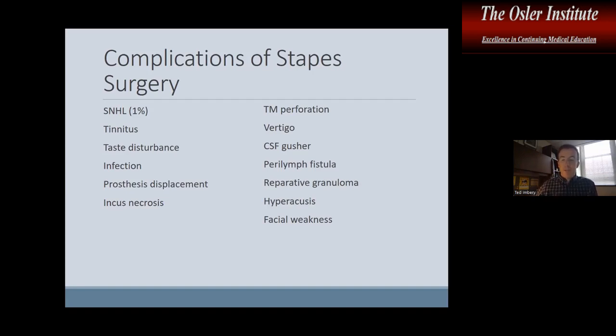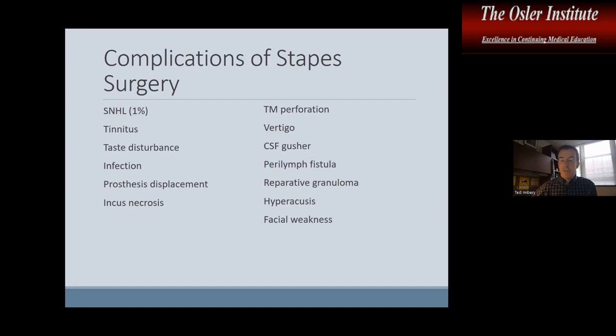Things that are going to be more common in patients that have other abnormalities would be a CSF gusher or perilymph gusher, a reparative granuloma, classically described, but typically not seen much nowadays. And that may be more related to some of the newer materials used for stapes prostheses.